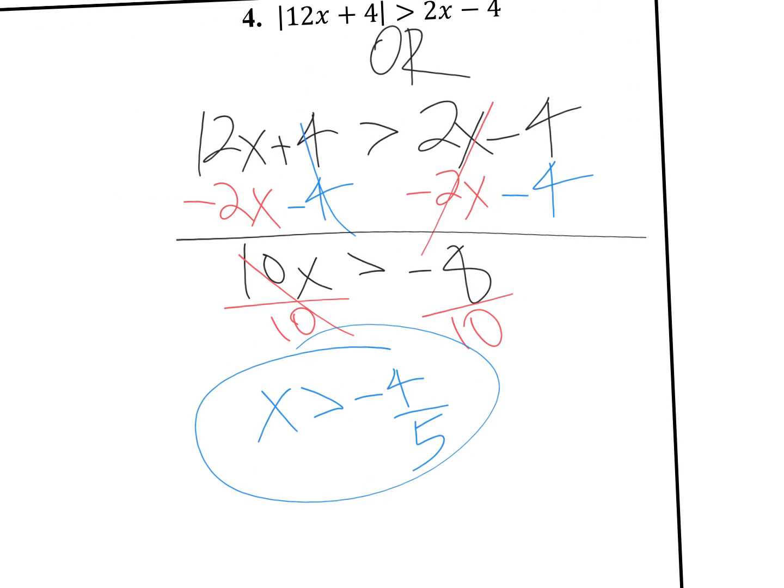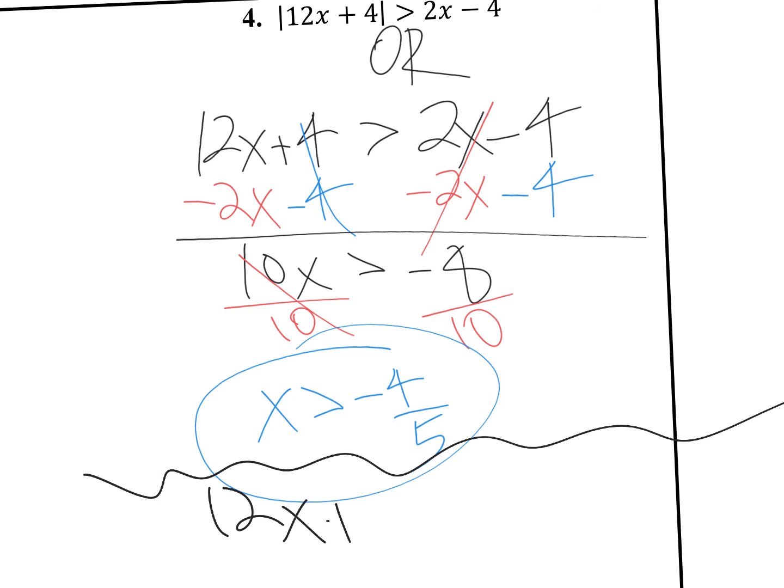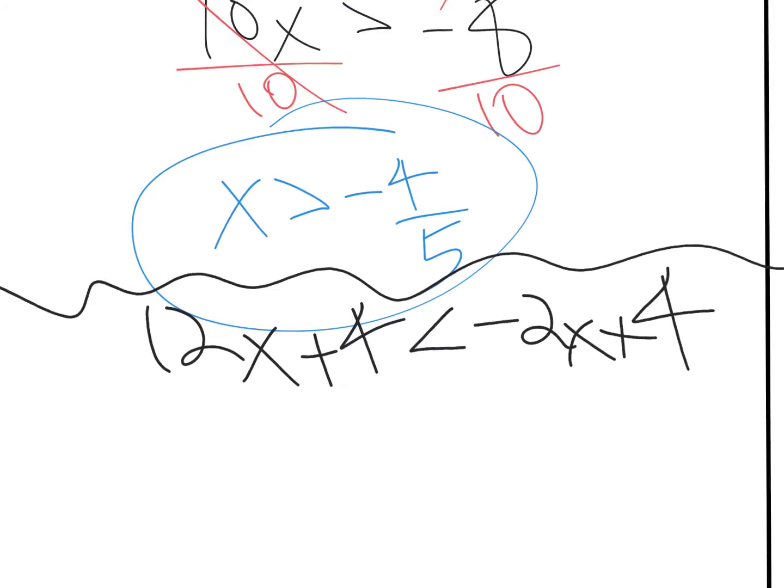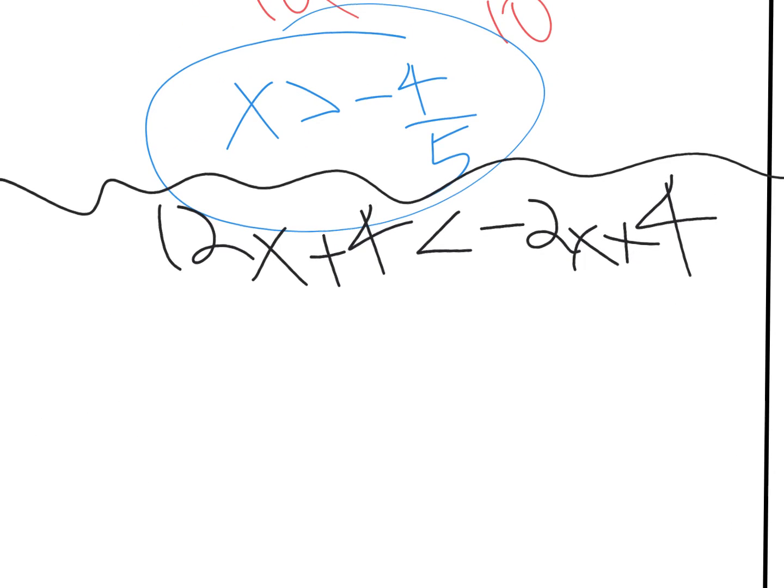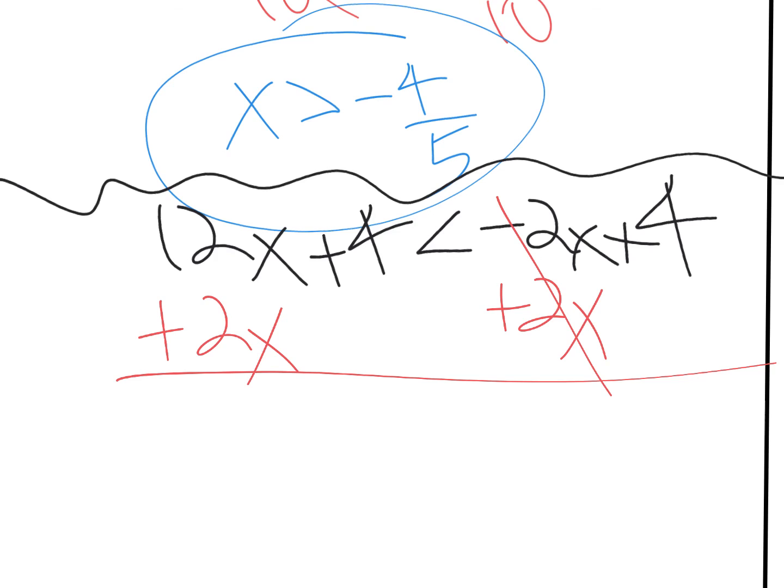So now I can solve this problem again. I'll want to change the signs on the non-absolute value side, or the linear side if you want to think of it like that. So 12x plus 4 is, flip the inequality sign, less than negative 2x plus 4. And so we can get our x's on one side by plussing 2x over to the side with the 12x. And then I'll have to minus 4 to the other side.